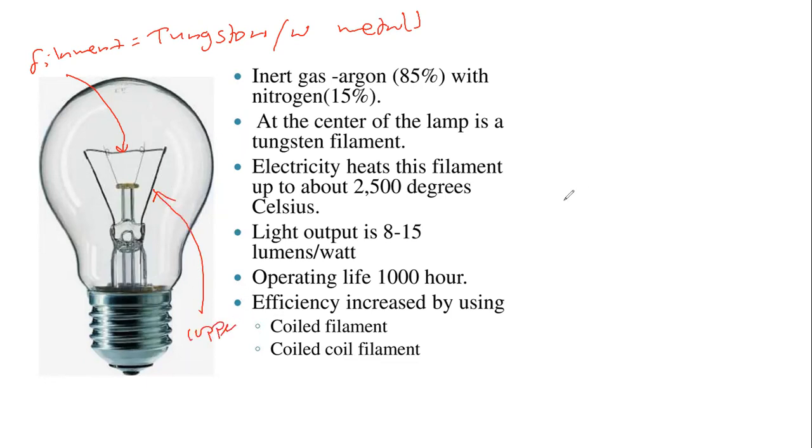And the empty space of this bulb is filled with what gas? Remember, I told you one use of nitrogen is to fill electric bulbs. So this is filled with nitrogen. You can see nearly 85% nitrogen, and the rest is noble gas like argon, or helium. Okay, done?